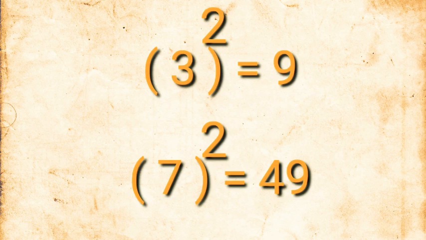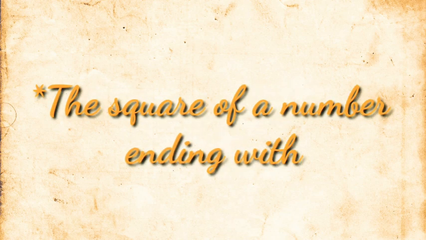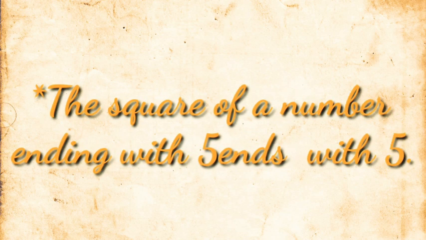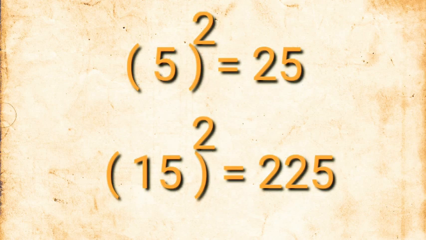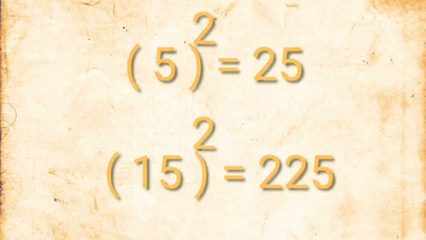डिजिट 9 होगा। Similarly the square of a number ending with 5 ends with 5. जब आप कोई भी नंबर है जो 5 से एंड कर रहा है तो उसका स्क्वायर करोगे तो आपके पास उसका लास्ट डिजिट क्या आएगा, 5 ही आएगा। 5 स्क्वायर इज इक्वल्स टू 25, as 15 स्क्वायर इज इक्वल्स टू 225.